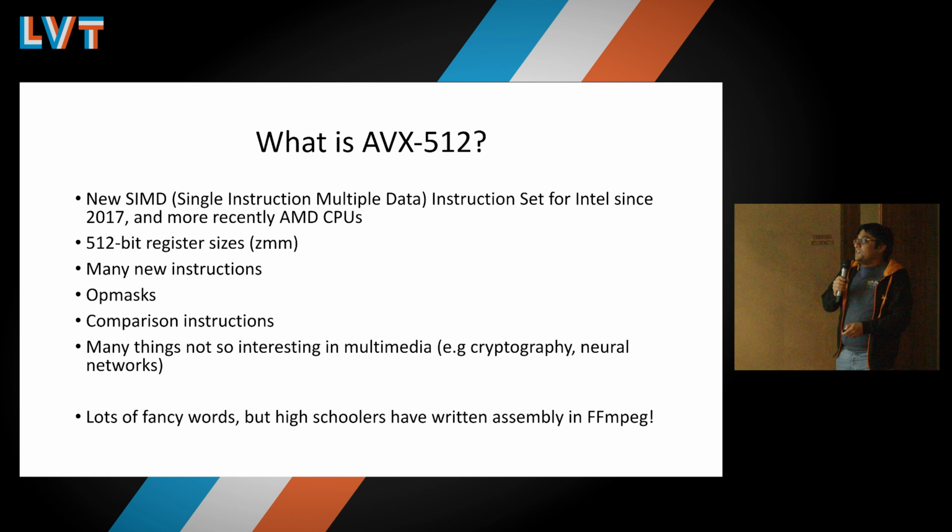So this is a new instruction set since 2017, and more recently in AMD CPUs. These have much larger register sizes. The ones I showed before were 32-bit, whereas these are known as 512-bit ZMM registers. Lots and lots of new instructions that do all sorts of interesting things. I'll talk about those in a minute. Op masks, which I'll explain, let you make decisions based on an individual element in the register. Comparisons, this was the thing that was missing. All sorts of other things, not so interesting in multimedia: cryptography, neural networks.